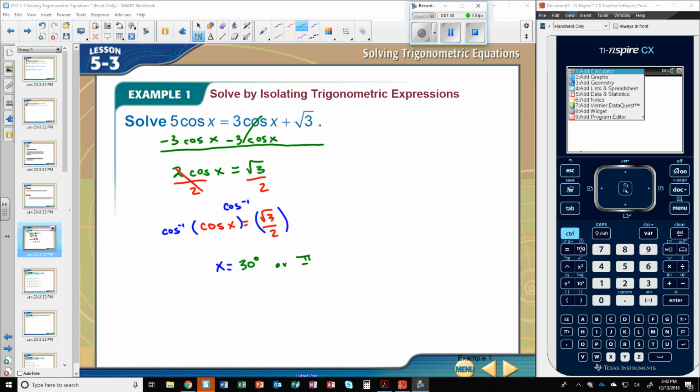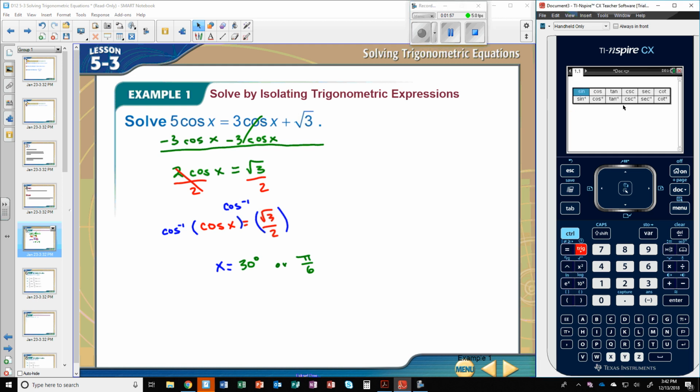So this will be 30 degrees, or if we wanted to write it in terms of pi, it would be pi over 6. Now how you get that in your calculator over here is you would go to Add Calculator, you'd hit the trig button, and you would say cosine inverse, and we have a fraction here. It was square root of 3 divided by 2. When I press enter, this gives me 30 degrees because I'm in degree mode.